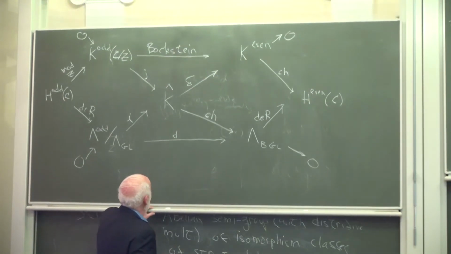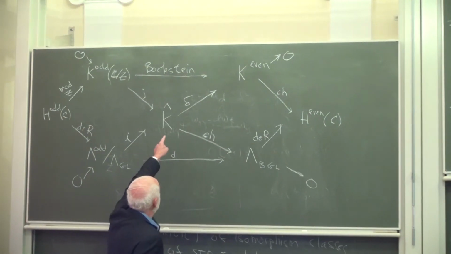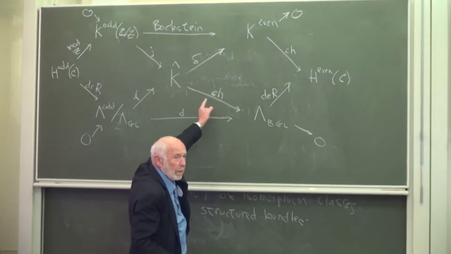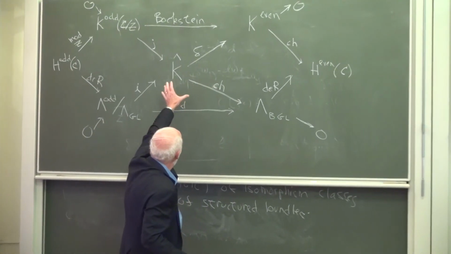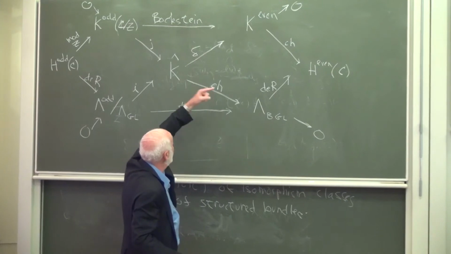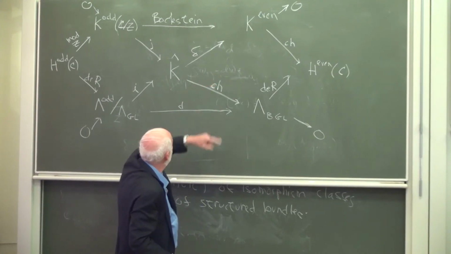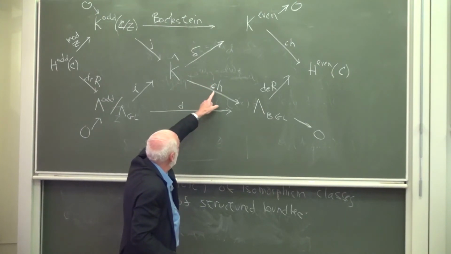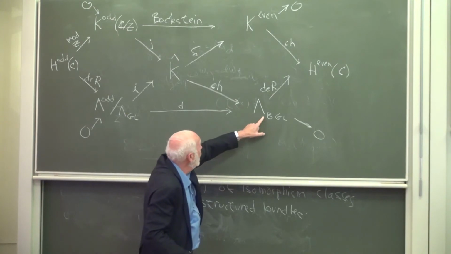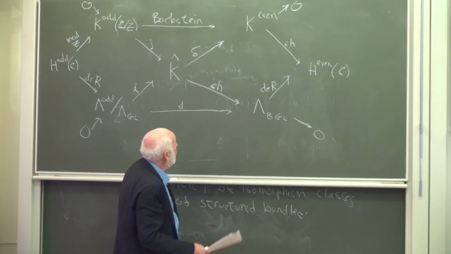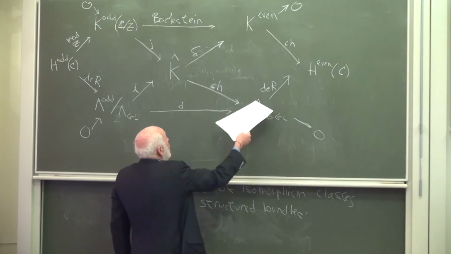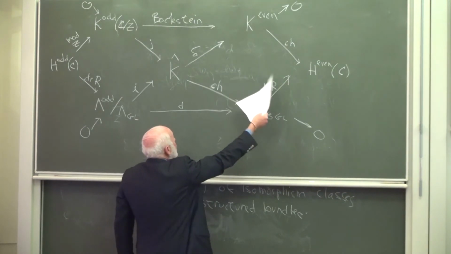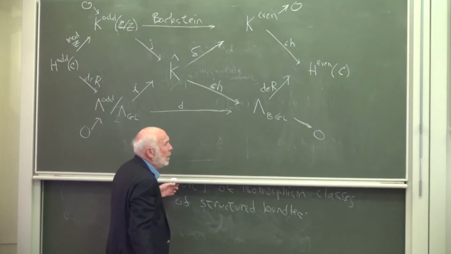The map del, of course, is just forget the connection. So that's an easy map. You got this pair, isomorphism class. Forget the connection and you get there. Calculate the Chern character you get in here. And the fact that this thing commutes is obvious.